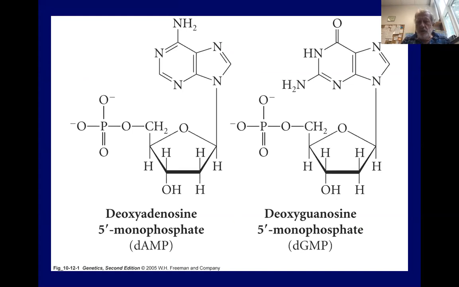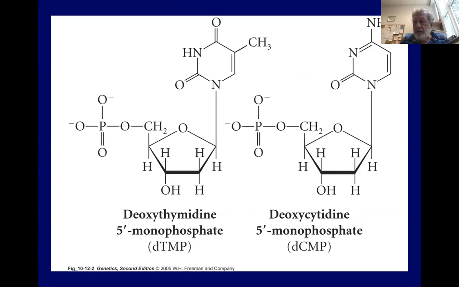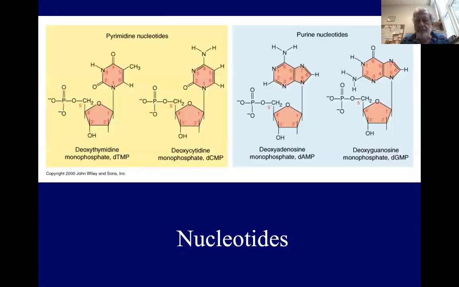So here are a couple of the nucleotides, the purine nucleotides. So we can see that the phosphate is stuck to the 5' carbon, where the bases are stuck to the 1' carbon. And here are the pyrimidine nucleotides for DNA. And then here are the 4 nucleotides shown together.